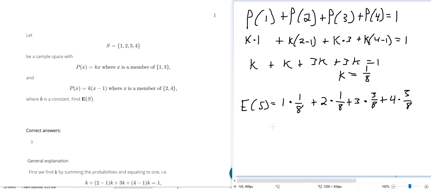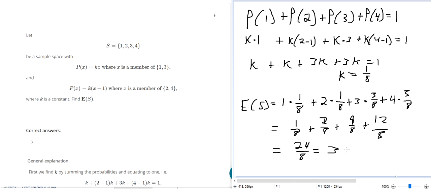So we just have to add these up, and then we have our expected value. So we got 1/8 plus 2/8. Just keep everything in terms of eighths so we can add them up nicely. Plus 9/8 plus 12/8. So 3, 12, 24. That's 24/8, which is 3. That's our expected value.